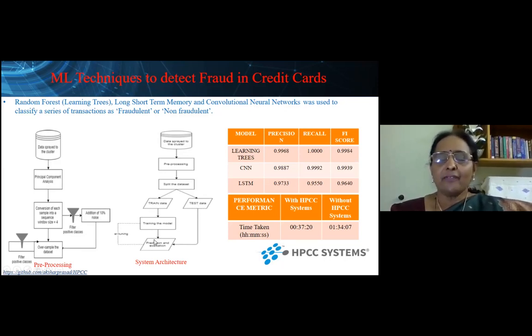After training, we tested the results and found that decision trees and CNN were better, with decision trees providing an accuracy of 0.9968 and CNN 0.6887, compared to LSTM, which had only 0.973. We also compared the performance with the HPCC system and without it, and we found a drastic reduction in time with the HPCC system, which took only 37 minutes and 20 seconds, whereas without the HPCC system it took more than 1 hour. This is about fraud detection in credit cards.